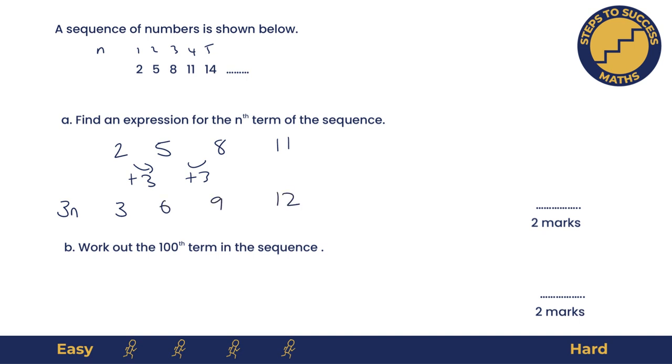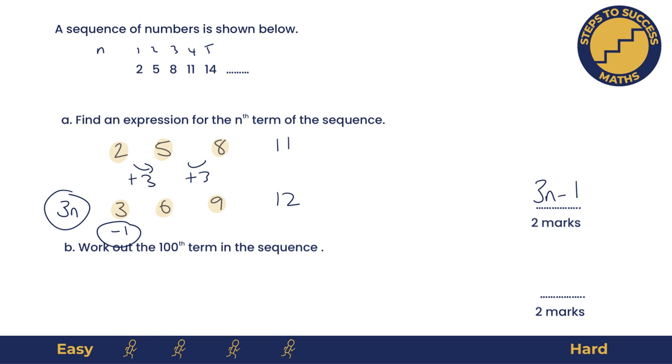And then if you compare what you've got with what the sequence is, so we start with 3, but our sequence starts with 2. Then we have a 6 and our sequence is 5. Then we have a 9 and it's 8. So if we take 1 away from what we've got, we'll get the sequence we want. So we've got 3n take away 1. And that's the nth term of our sequence.